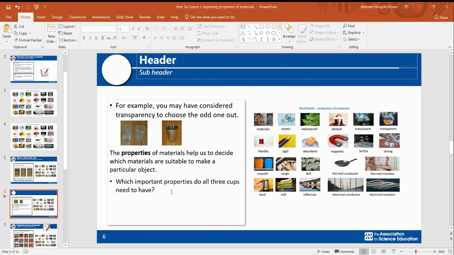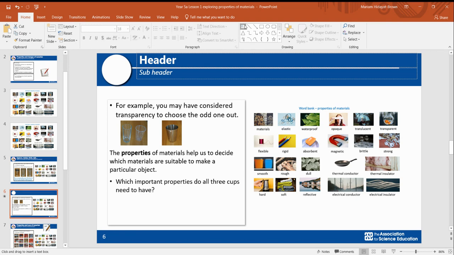So which important properties do all three cups need to have? If you were to design a cup, what properties would you need your material to have? Could you make a cup out of fabric, for example? It wouldn't be very waterproof, would it? Well, depending on what fabric you chose. Would it be very strong? So think about the properties that you would need in order to have a cup which was suitable for holding water. Do that now on your piece of paper.